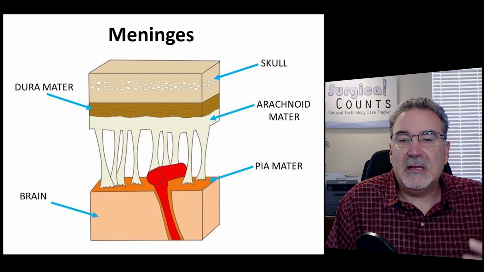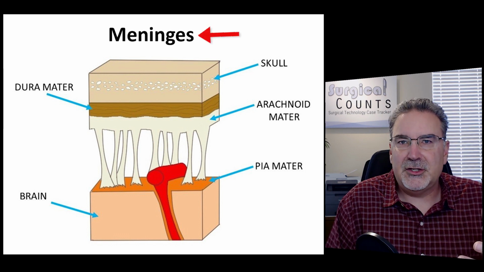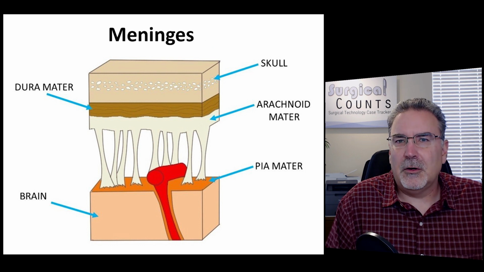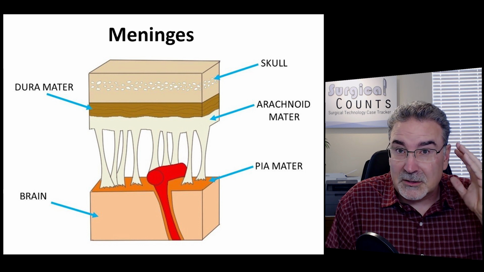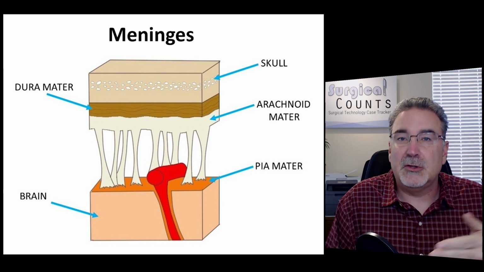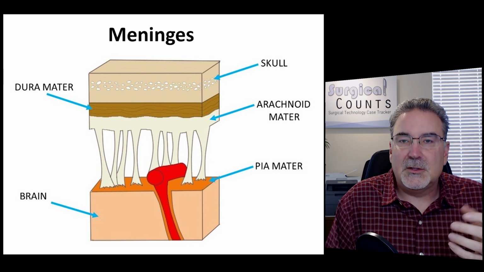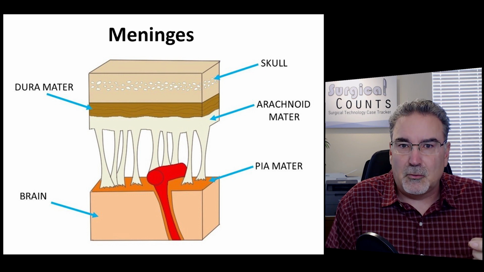And together, these three layers are known as the meninges. So meninges is the high-class term for these three layers collectively. And you've heard that term. Think of meningitis, which is an inflammation of the layers surrounding the brain, as opposed to encephalitis, which is an inflammation of the brain tissue itself. So meningitis is an inflammation of these three layers that surround the brain, the dura mater, arachnoid mater, and pia mater.